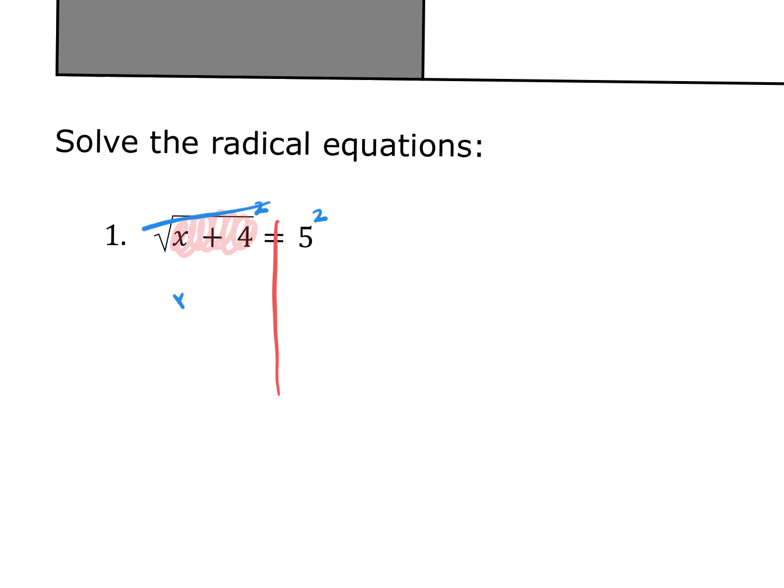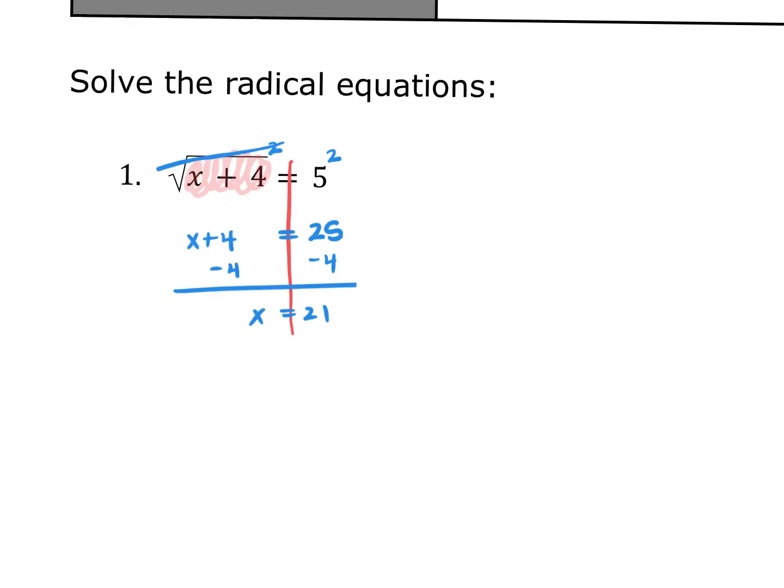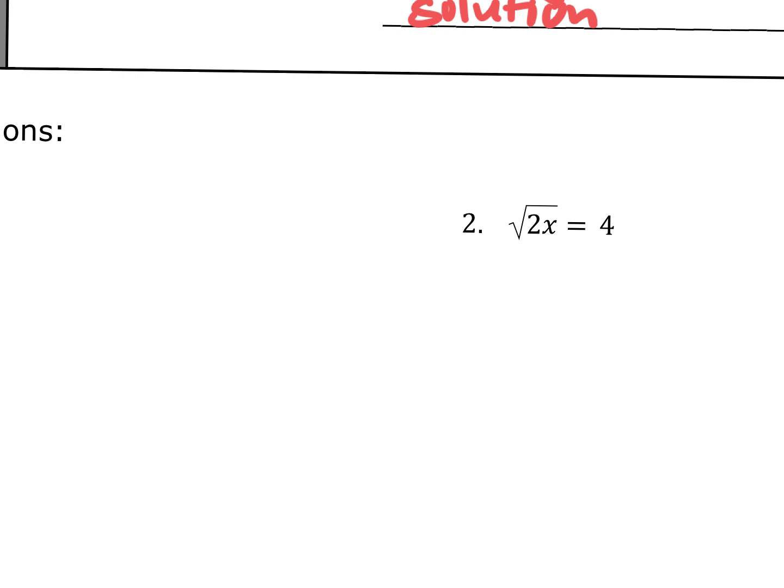So then I'm left with x plus 4 equals 5 squared is 25. If we want to get that x by itself, I'm going to subtract 4 from both sides, and I get x equals 21. All right, let's move on to number 2.